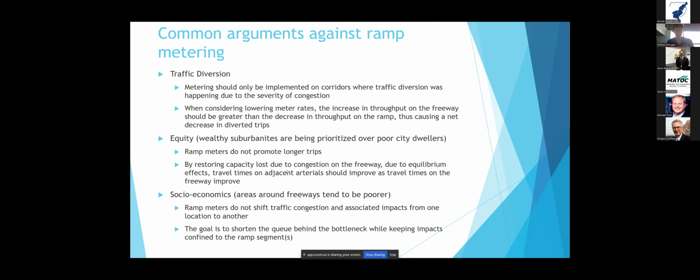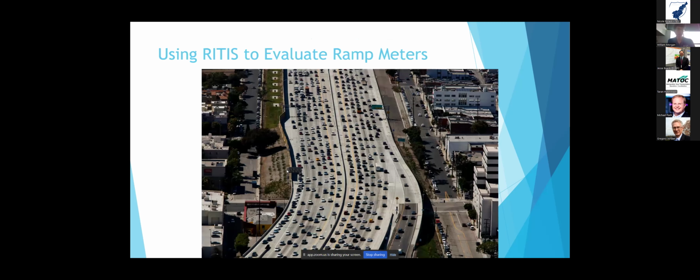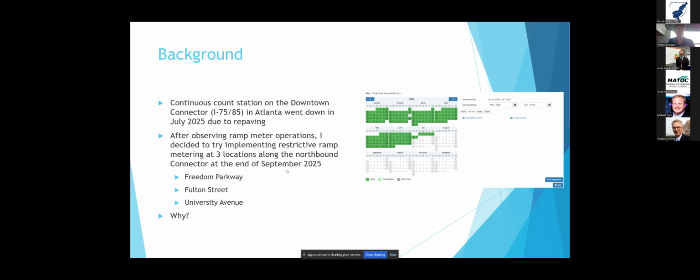And so while, yes, the areas around the back of the bottleneck of the freeway tend to be poor, and we tend to put ramp meters there because of the congestion, I don't think the ramp meter is causing the area to be worse. So now I'll go over how we sometimes use RITIS to evaluate ramp meters, and the evaluation of the most recent changes I have made to the northbound connector.